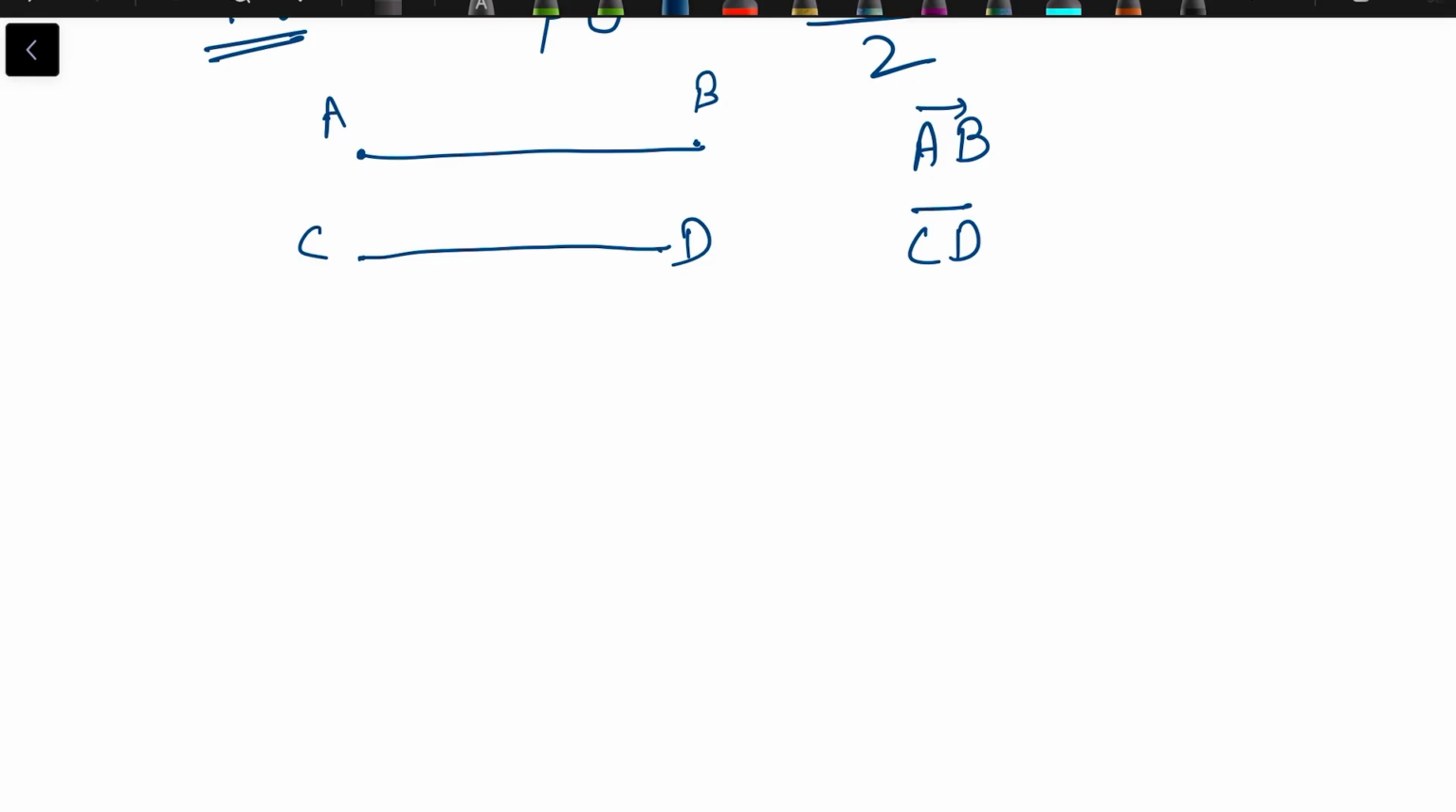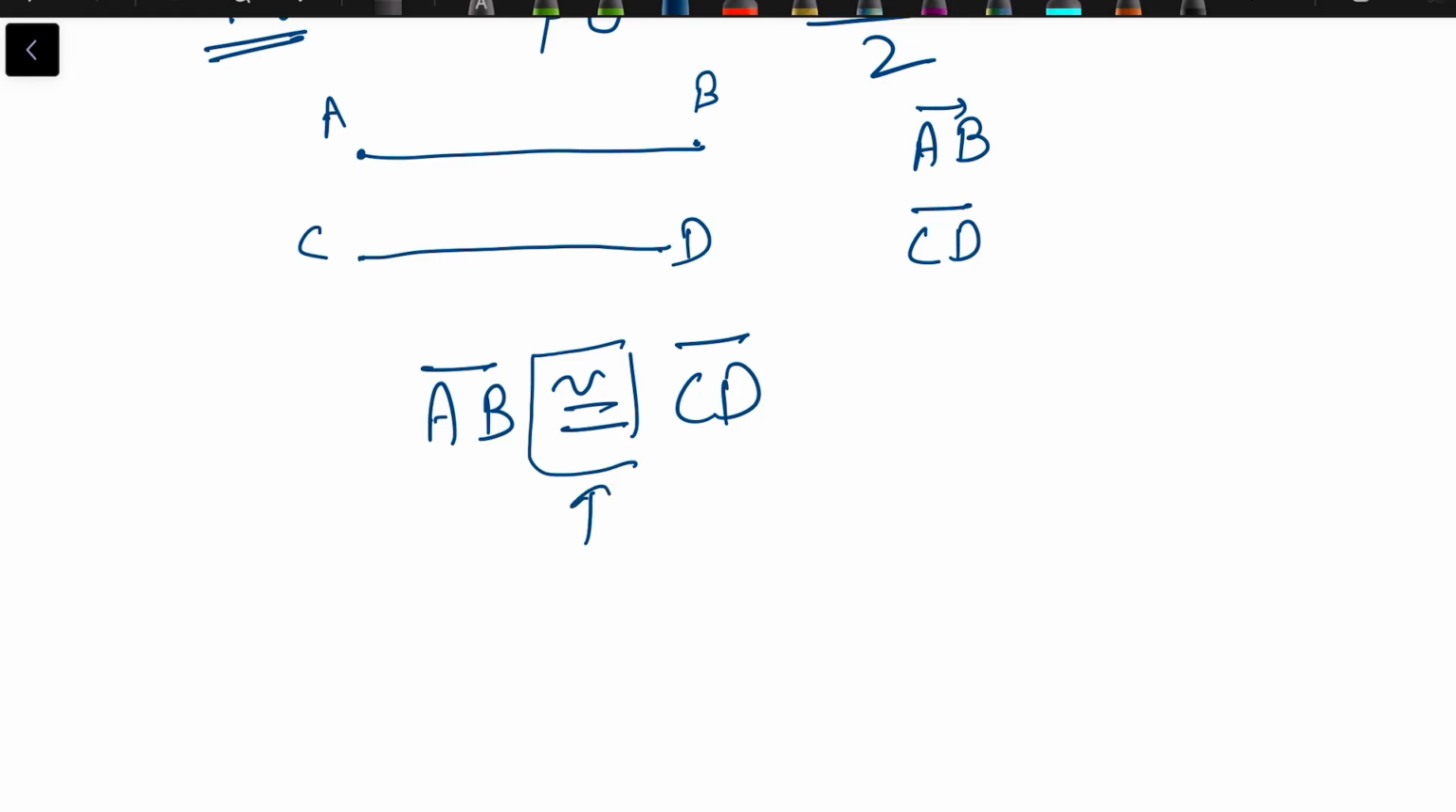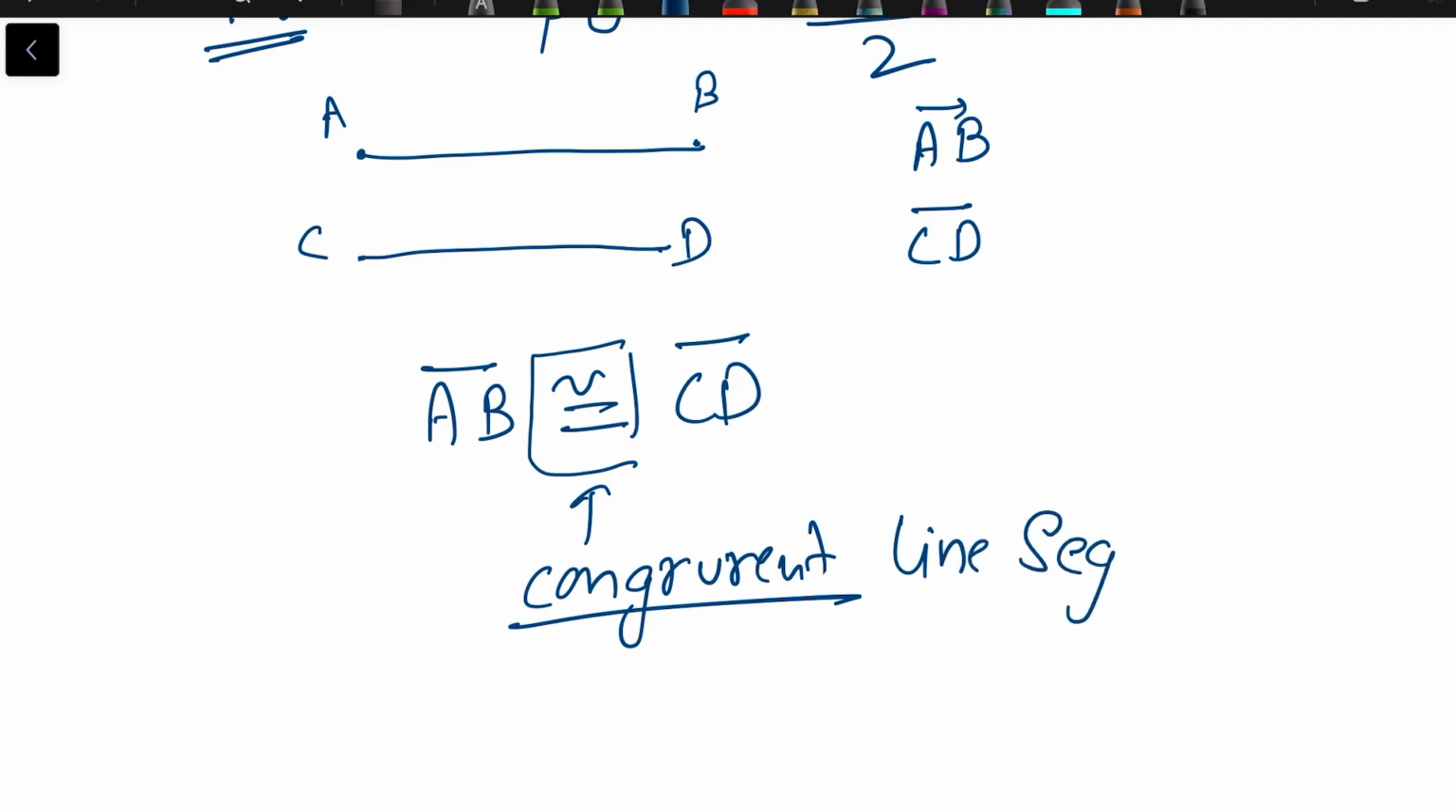So if I represent AB equal to CD, after this one I will put a symbol like this. This is the symbol that I am going to represent here. What is the symbol? Concurrent, sorry, not conjugate, concurrent line segments. So these two lines are concurrent. I say AB is concurrent to CD.